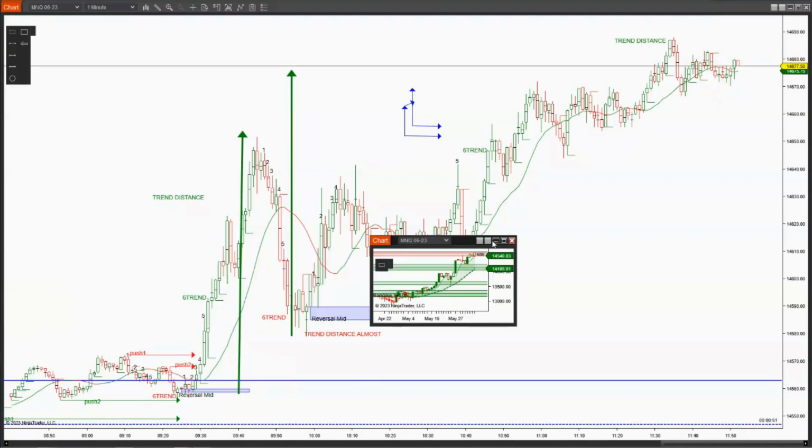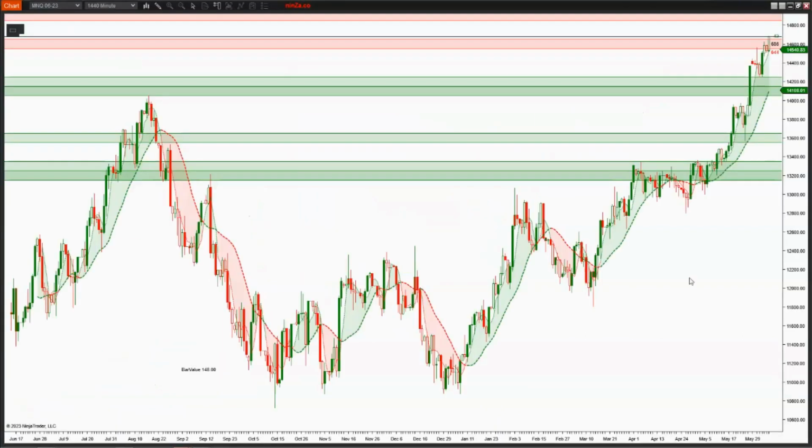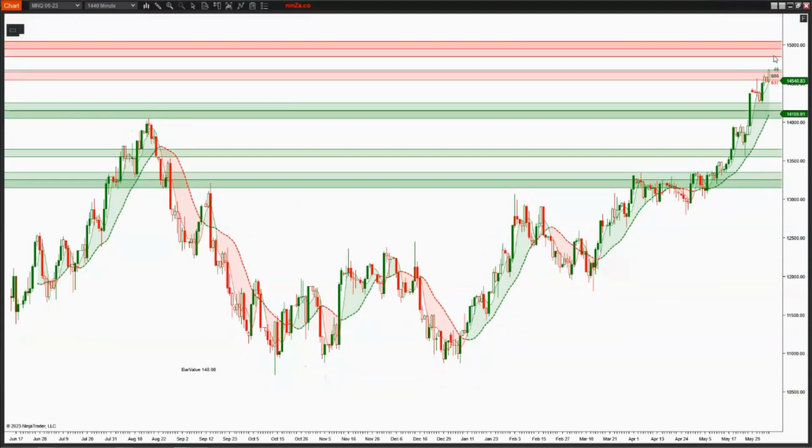Now, as far as where is the daily going? All right, so we have our static levels. I just put a few zones up here for you. We should wind up here. Clearly, that's where we're going.